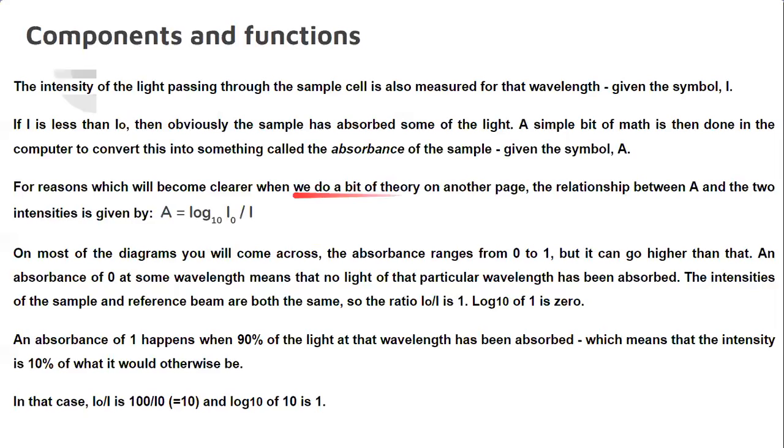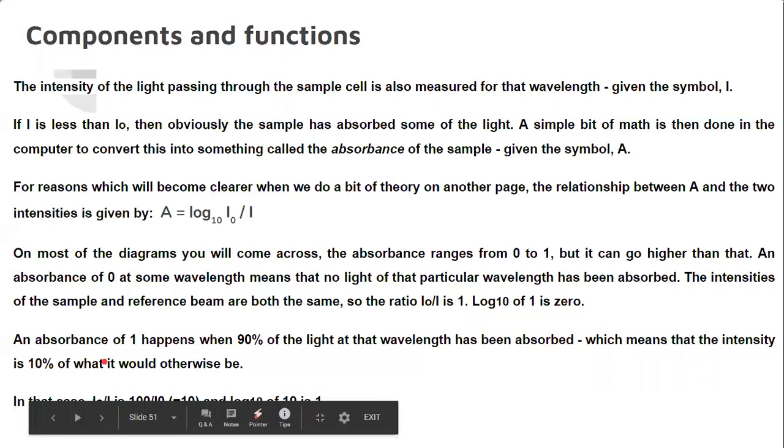So when will the absorbance be zero? When the intensity of the light coming from the reference cell and the intensity of light coming from the sample cell are equal. That means the narrow range of wavelengths is not absorbed. It implies that no light of that particular wavelength has been absorbed. The intensities of the sample and reference beams are the same, so the ratio is 1. Log 1 means 0.